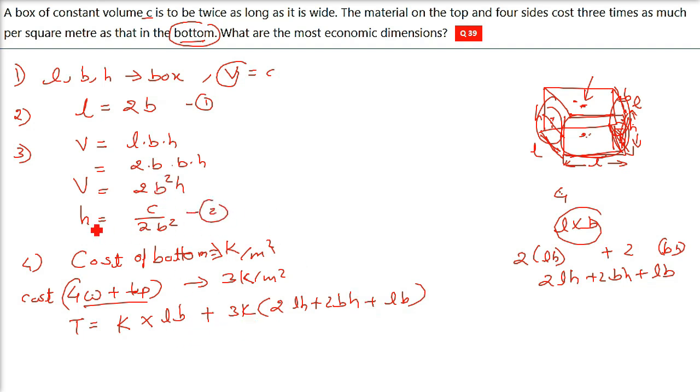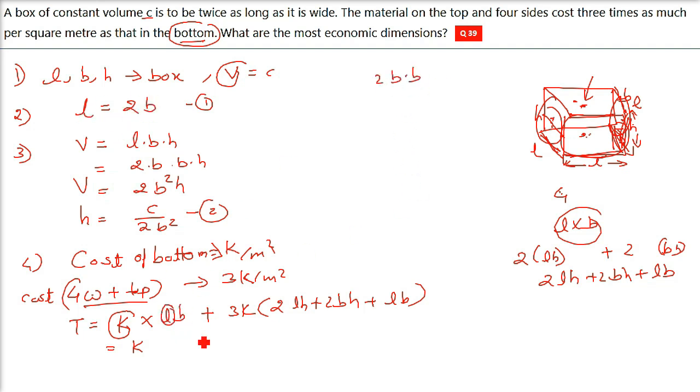So we have 2 relationships prior to that. Length is twice of B, height is C by 2B square. So wherever you get L, replace it by 2B. Wherever you have H, replace it by C by 2B square. So that is L into B. Again, length and breadth we have a relationship. H is having a relationship with B as well.